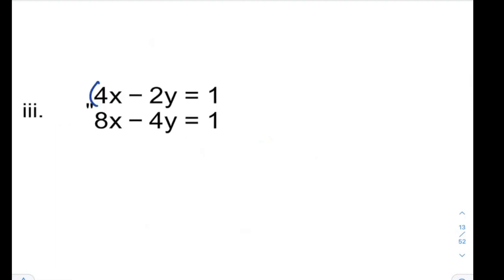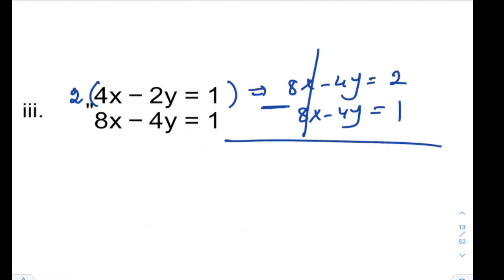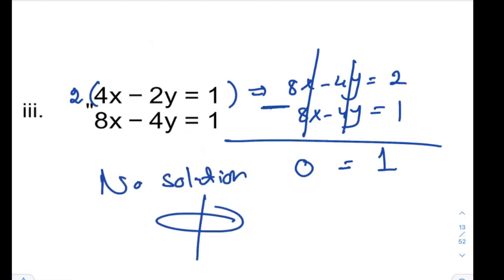Okay, if you multiply this equation by 2, you can say that this will be 8x minus 4y equals 2. Well, the second equation, keep it the same. And if you subtract to get rid of x or y, this ends up with 0 equals 2 minus 1, which is 1. So this leads to no solution since these sides are not equal. No solution.